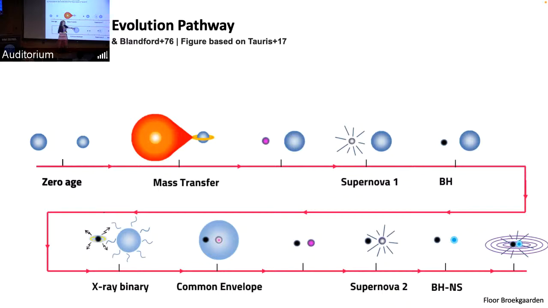And eventually, if the envelope can be ejected, you might end up with this very close binary that consists of a black hole and another stripped helium star that maybe is visible as a Wolf-Rayet star. The other star also goes supernova, and you form your second compact object, a neutron star or a black hole. And eventually, these compact objects can collide and form the graph. Okay, so this is one channel.